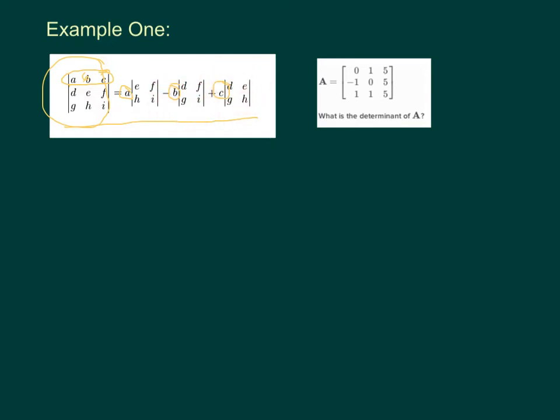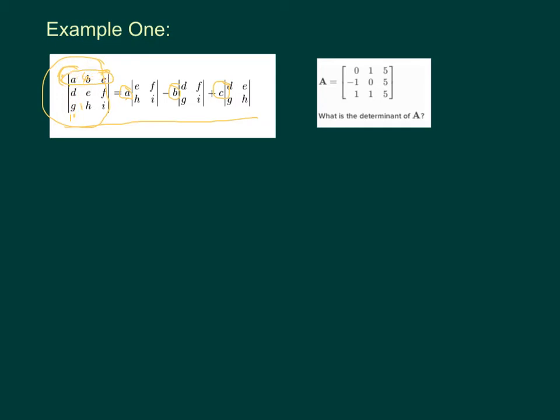The other thing I want you to notice is the letters that are in each of these 2 by 2 matrices that are multiplied by A, B, and C. Remember, scalar multiplication. Notice this E, F, G, H is what's left if you cross out your top row and cross out your first column. So when you're using an A out front, you're crossing off the top row and you're crossing off the column that contains an A.